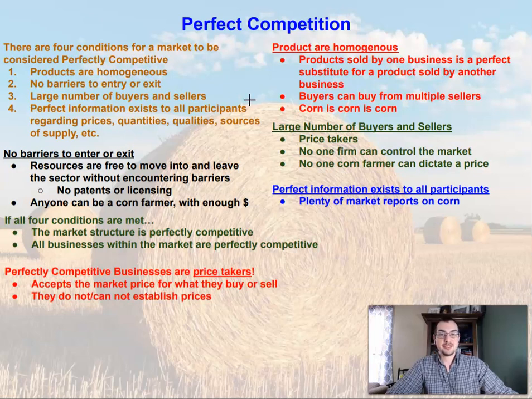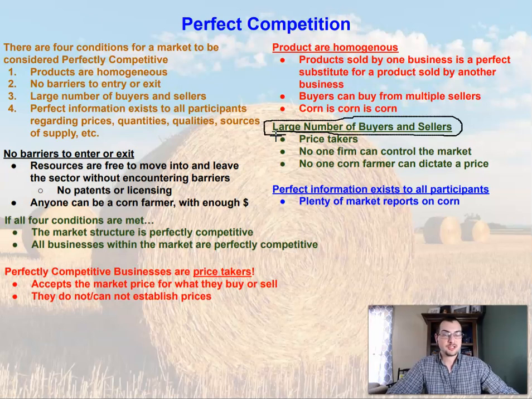The next aspect, and like I said, is arguably one of the more important components of perfect competition, is that there are a large number of buyers and sellers. Matter of fact, there are so many buyers and sellers that no one person can dictate the market. So let's go back to our corn example.